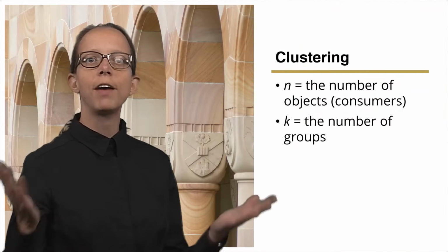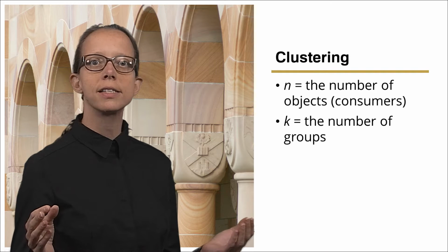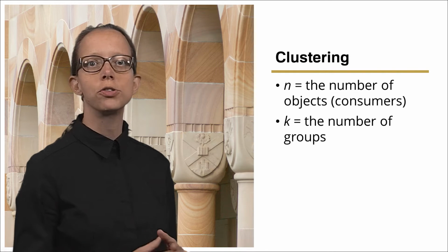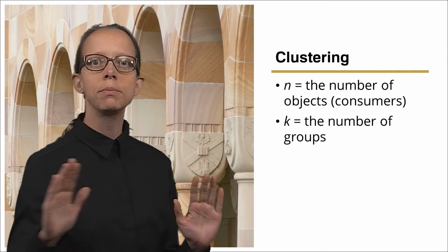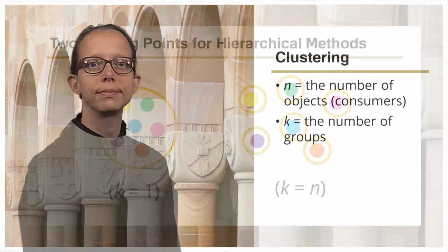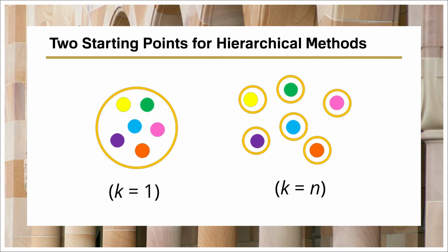In this video, we're going to take a look at the hierarchical clustering methods, which are probably the most intuitive way of grouping data. In clustering, we have n objects. In the case of market segmentation, these objects are the consumers, and we want to divide them into k groups. There are two possible starting points for hierarchical clustering. We can treat all the consumers as one big market segment, where k, the number of groups, equals 1.